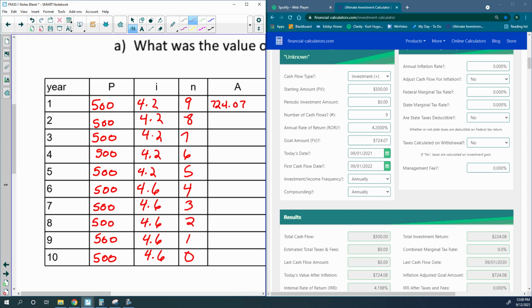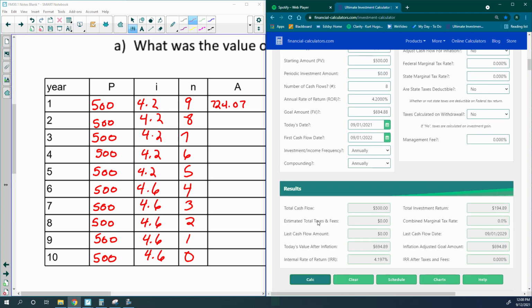And then now I'll do the next one. So the nice thing about doing these is, at least for the first 5, everything stays the same except the number of years. So this next one's going to be 8. So I just have to hit 8, make sure that I put the unknown back in so that it replaces it, because it doesn't do that automatically. So the next one is now $694.88. And then I just keep repeating.